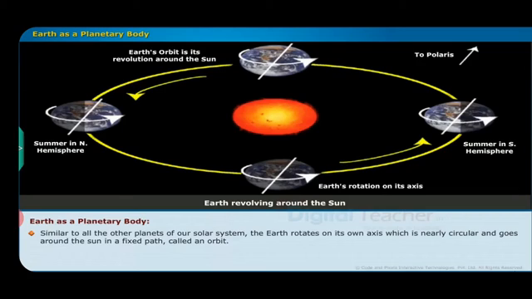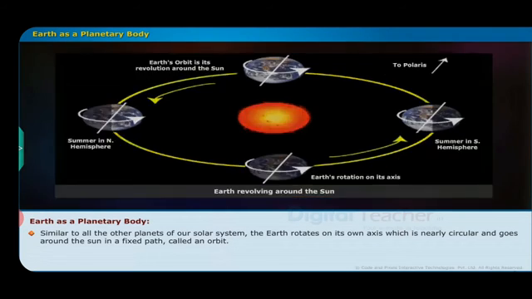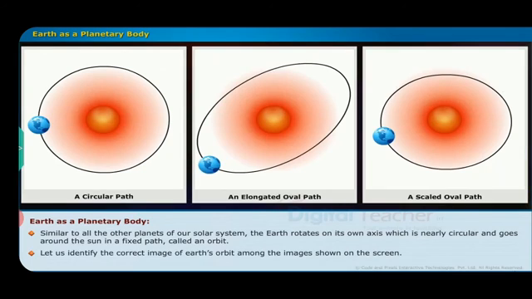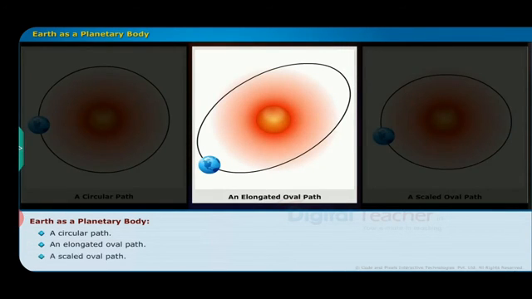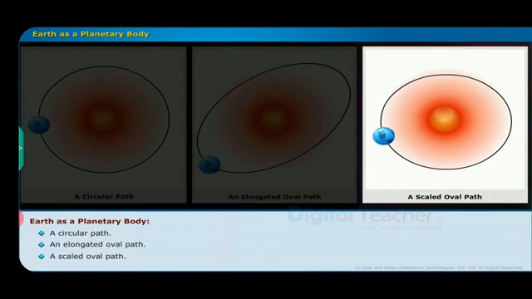Similar to all the other planets of our solar system, the Earth rotates on its own axis, which is nearly circular and goes around the sun in a fixed path called an orbit. Let us identify the correct image of Earth's orbit among the images shown on the screen. A circular path, an elongated oval path, a scaled oval path. The Earth's orbit is a scaled oval path as the Sun is at the center and 1.4 centimeter on one side and 1.5 centimeter on the other side.